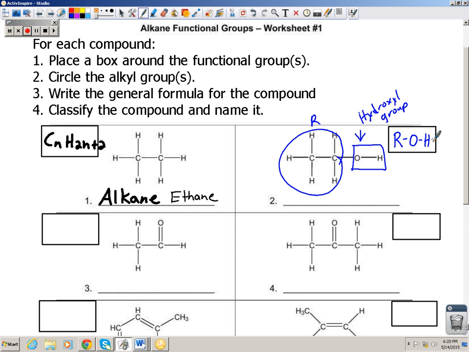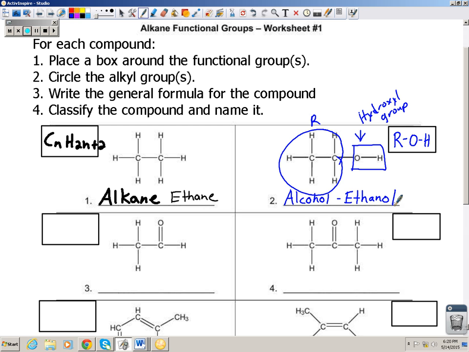Do you already know what the classification is? If you said it is an alcohol, you are correct. And then you want to go back and name the alcohol and go back to your naming rules, and you'll see that it is named as the base chain or the chain. So 2-carbon chain would be eth, and I always do that. Ethanol.